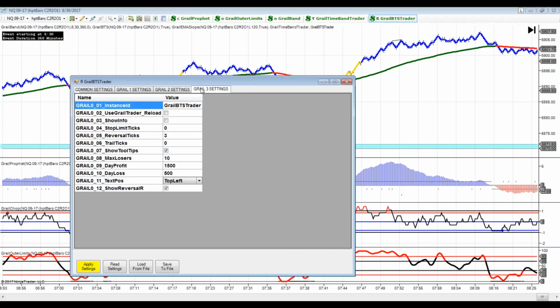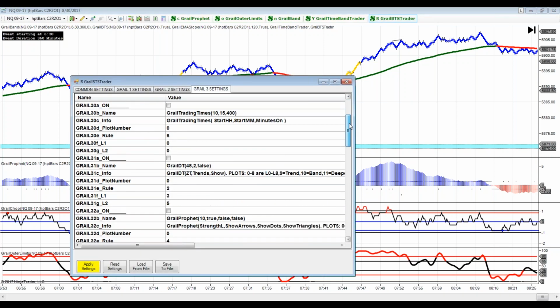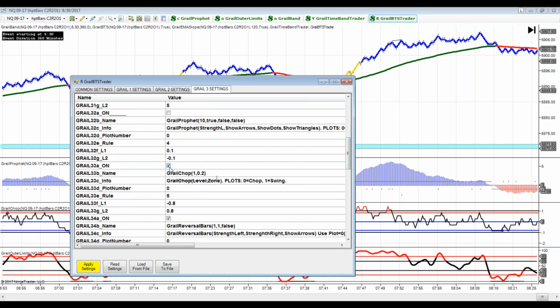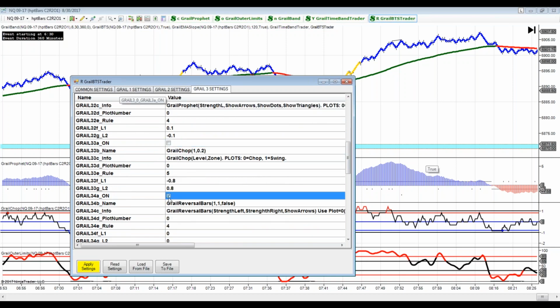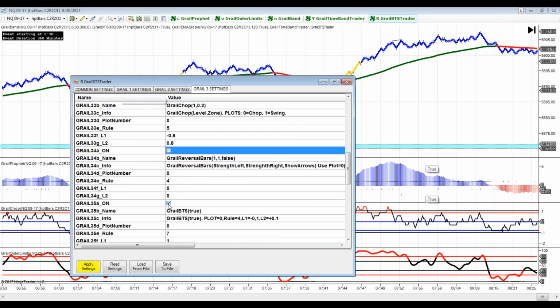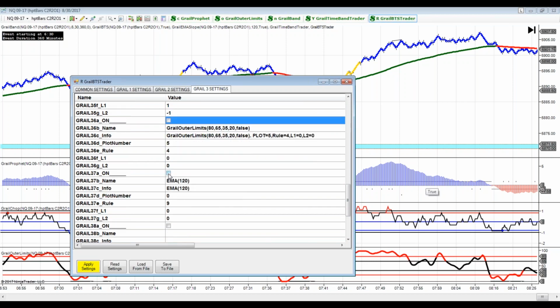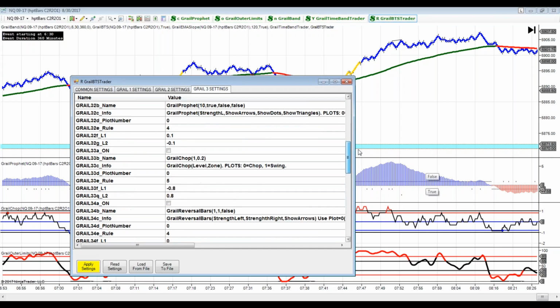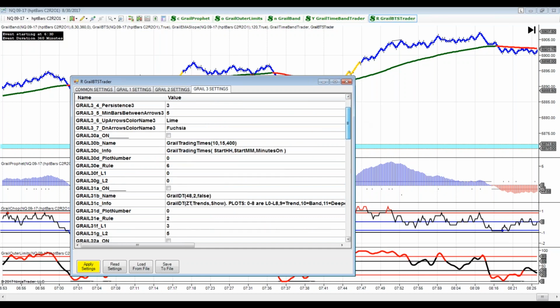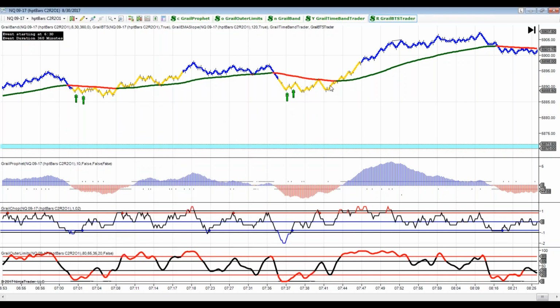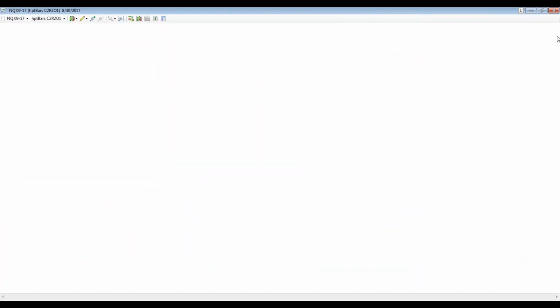All right, and so over on Grail 3, I'm going to turn off the chop. I'm going to turn off reversal bars. I'm going to turn off the BTS. I'm going to leave the BTS on, I'm sorry. I'm going to turn off the outer limits, but I'm going to turn on the EMA. All right, so what should happen now is when we come back across the EMA, yellow following blue, here and here, we should pick up a trade. And again, should is the operative word, so let's reload.